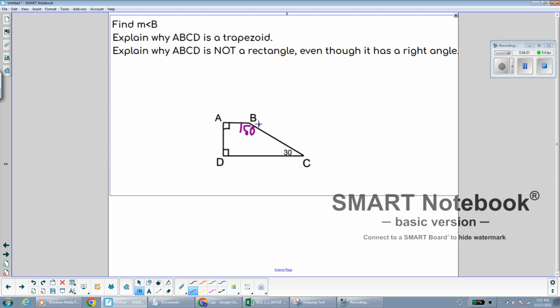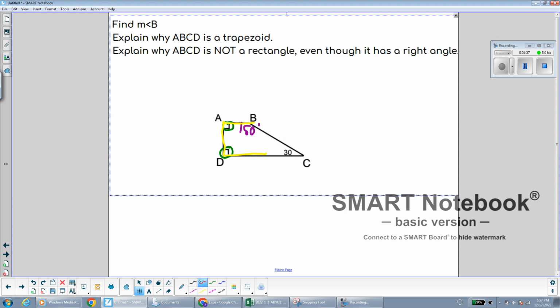The next question says to explain why ABCD is a trapezoid. So, by definition, a trapezoid has only one pair of parallel sides. And I see here that angle A and angle D, if I highlight the lines forming them and the transversal in between, I see that angles A and angle D are both inside the lines and both to the right of the transversal. So they are same side interior angles. And guess what? They're supplementary. 90 plus 90 makes 180 degrees.